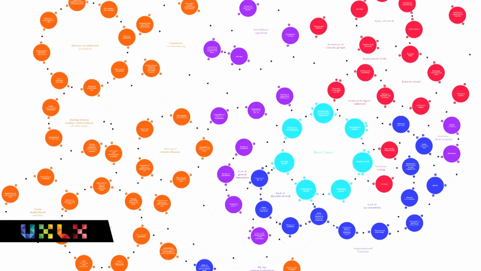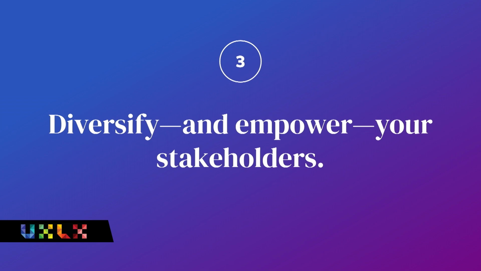You can do all sorts of analysis using lots of causal loops. You might just do one causal loop, and that might raise some ideas, questions, or opportunities about how to solve for this. The last principle I think about if you're adopting a systems thinking mindset is to diversify and empower your stakeholders.